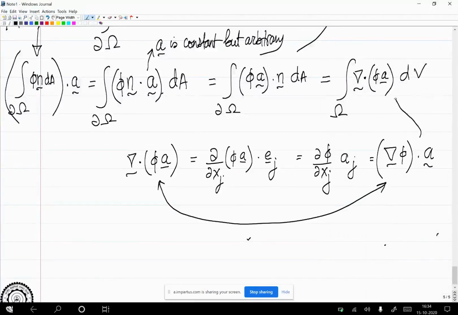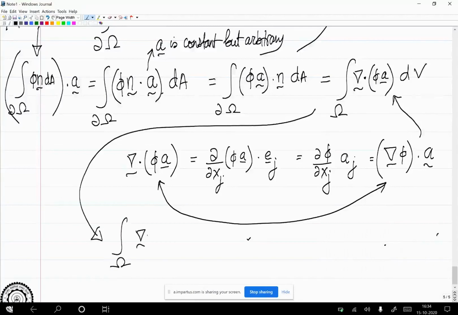So this thing is basically this thing over here. Let us now substitute it back here. So this becomes integral over omega gradient of phi dot with A dV. But again, because A is constant, it comes out of the integral: gradient of phi dV dot with A.